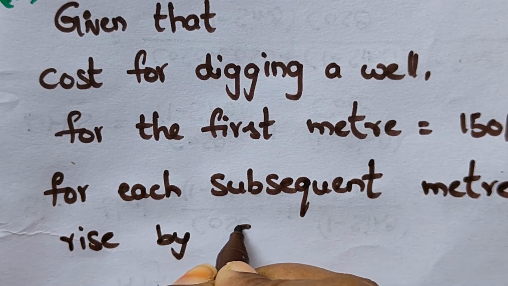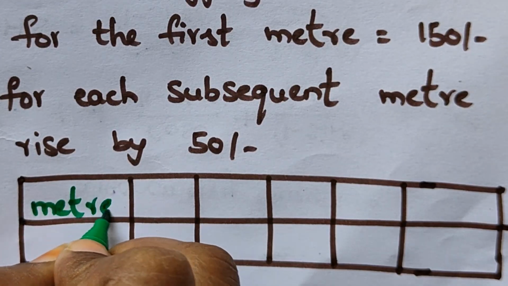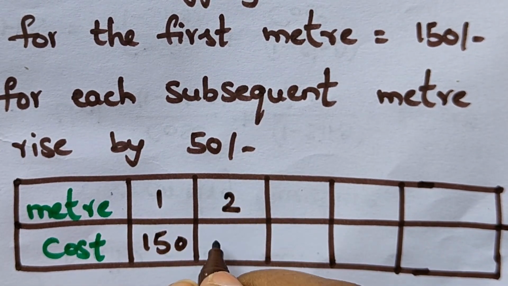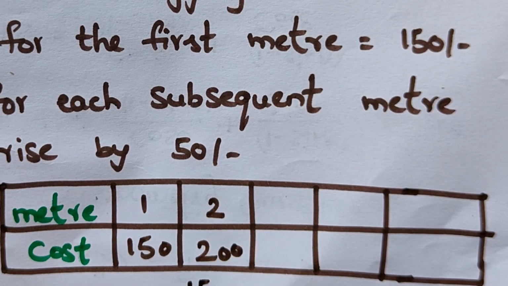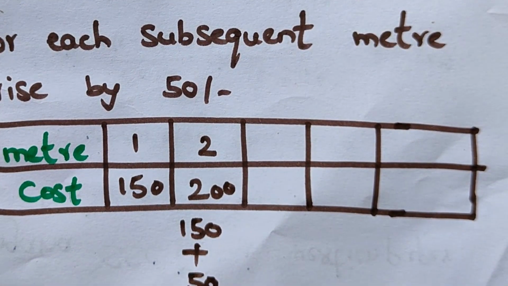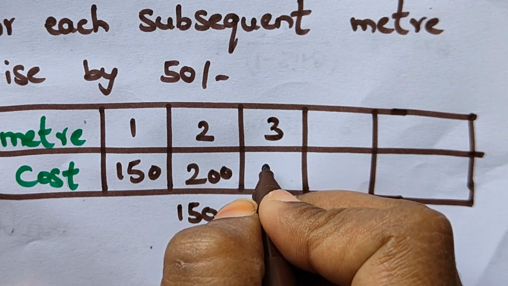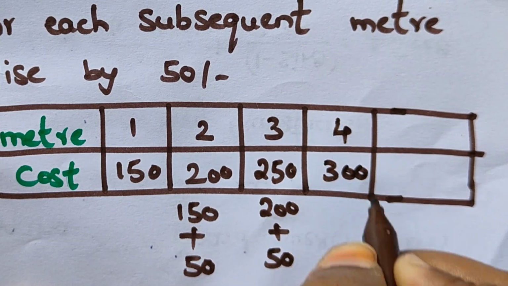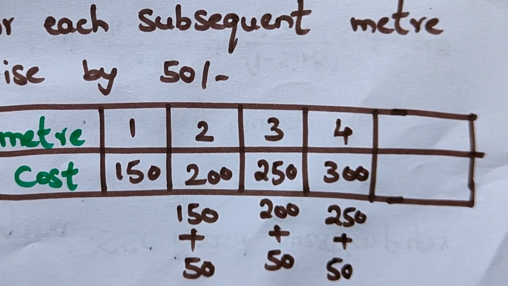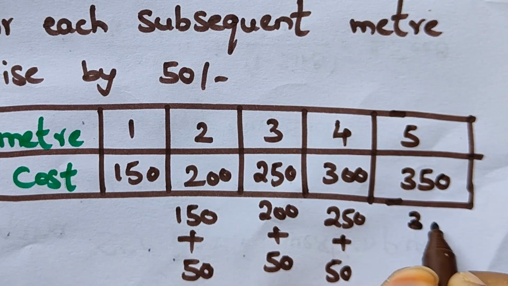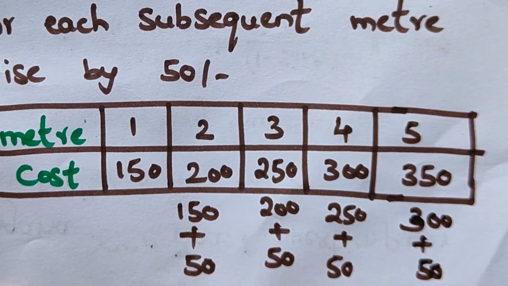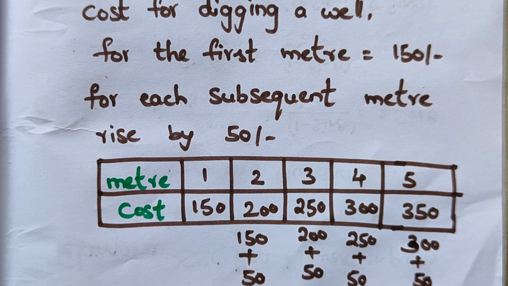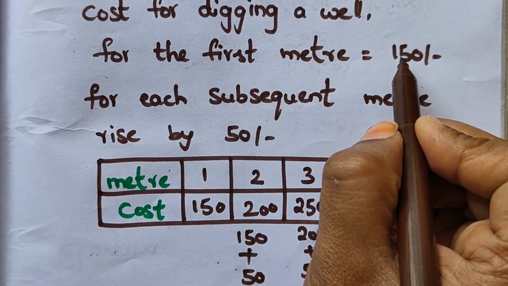rise by 50 rupees. First meter costs 150 rupees and then for each meter the cost rises by 50 rupees, as given. If the first meter is 150, then for 2 meters, 150 plus 50, 200; for 3 meters, 200 plus 50, 250; for 4 meters, 250 plus 50, 300. For each meter, 50 is increasing. We have formed a series. Therefore, for 5 meters we have 5 costs, and with these costs we have formed a series.